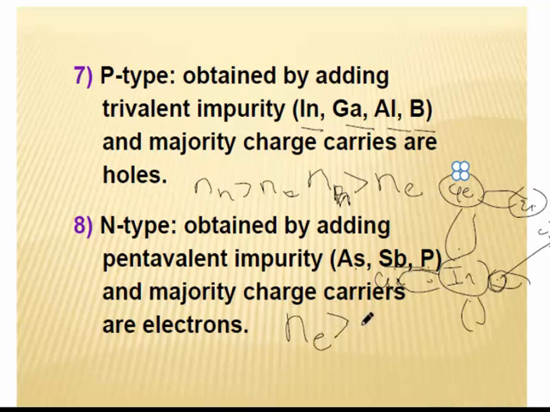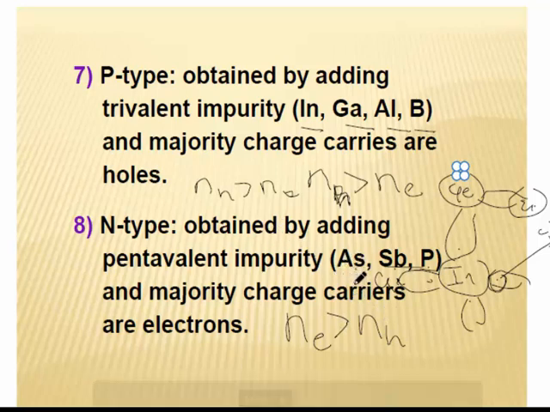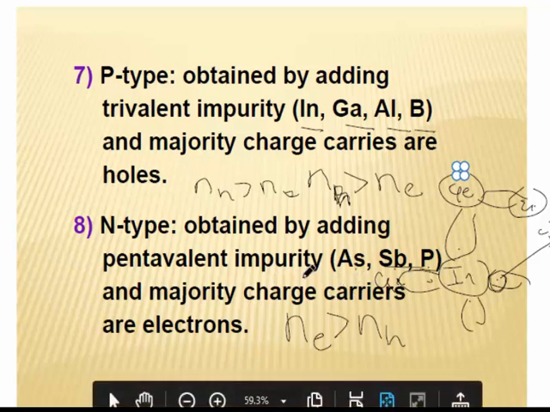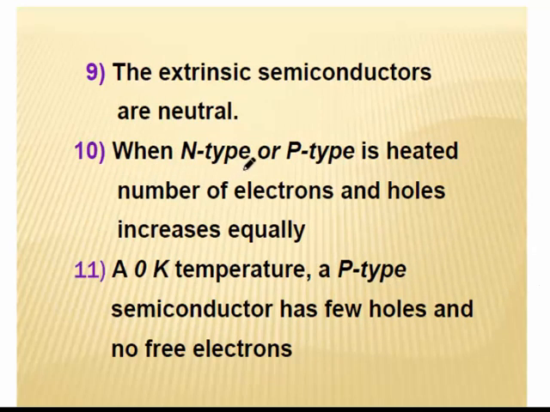Ne is greater than Nh. So the number of free electrons is more than the number of holes. That's why here electrons are called majority charge carriers. Once again, electrons are majority charge carriers in N type, and holes are minority charge carriers. Okay, which impurity is added in N type? Pentavalent. In P type, trivalent impurity, majority holes. Okay, next point.